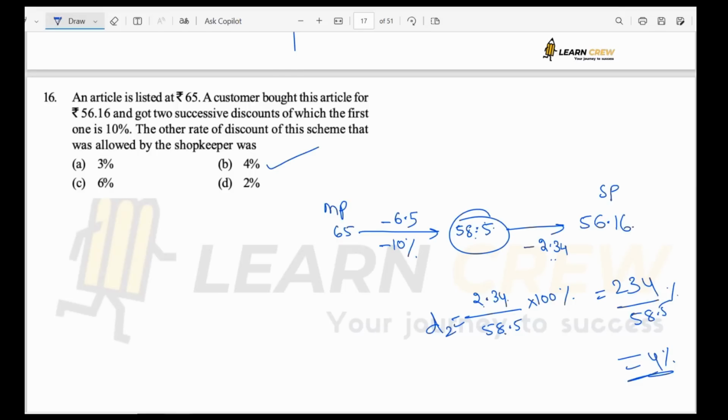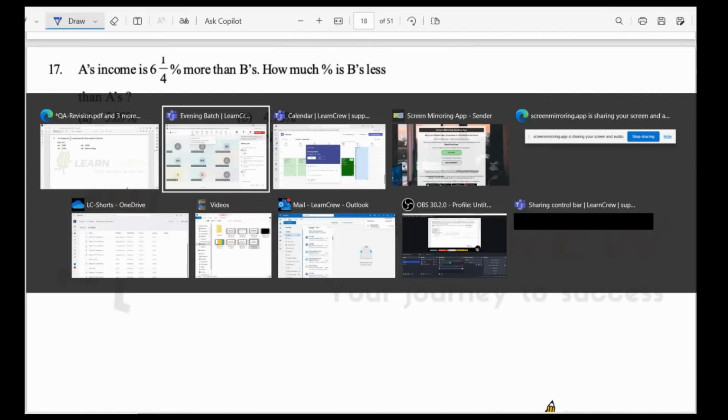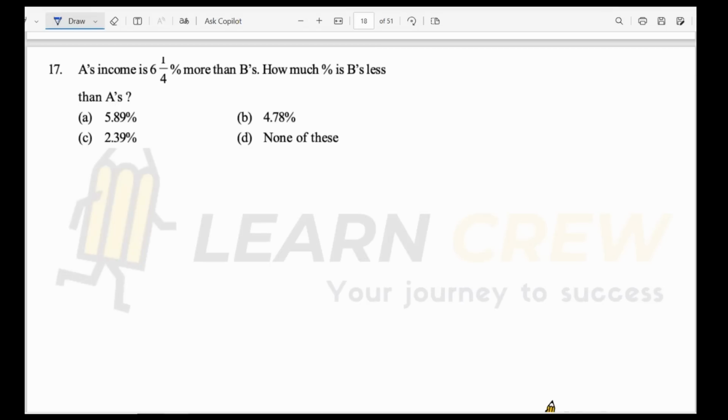Next. Please answer question number 17. Whoever is in the online, please answer. A's income is 6 1/4% more than B. How much is B's less than that of A?